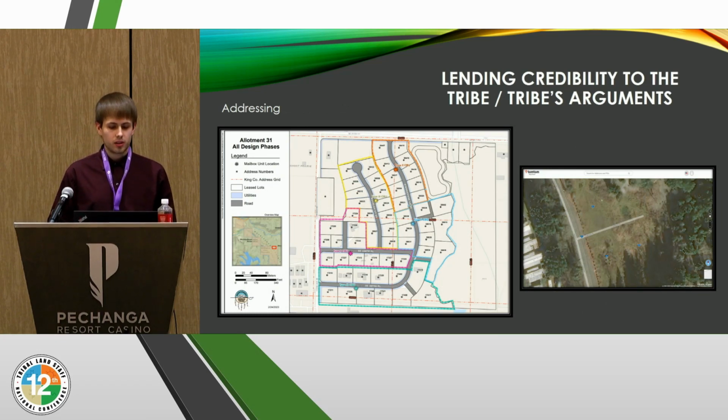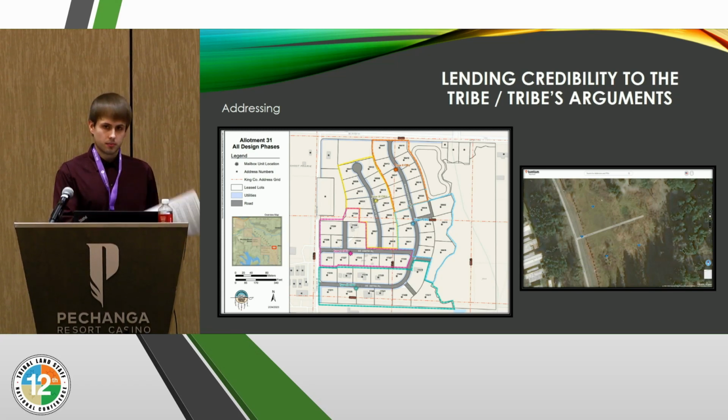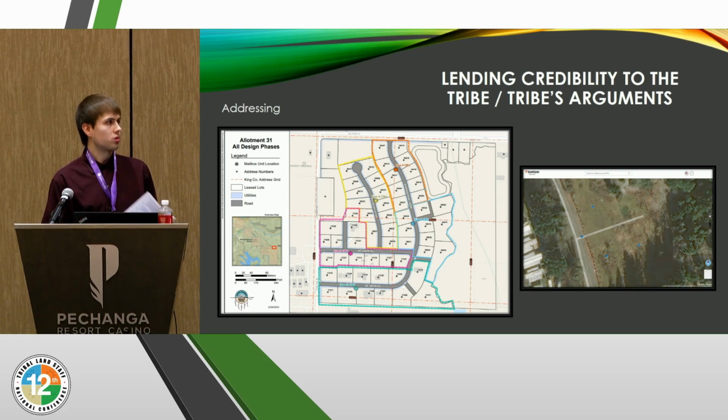Okay, lending credibility to the tribe. So this is a very big one. We address our new subdivisions and any new homes or new facilities that are built. We follow the King County Handbook for addressing, and then once we get those addresses approved, we submit them to the County Department of Assessments, Google Maps, the Postal Service, anyone who uses addressing information.